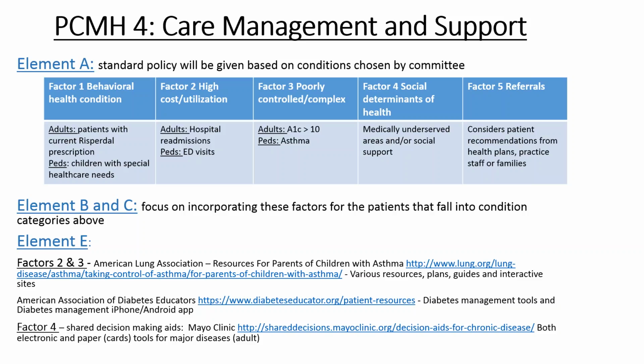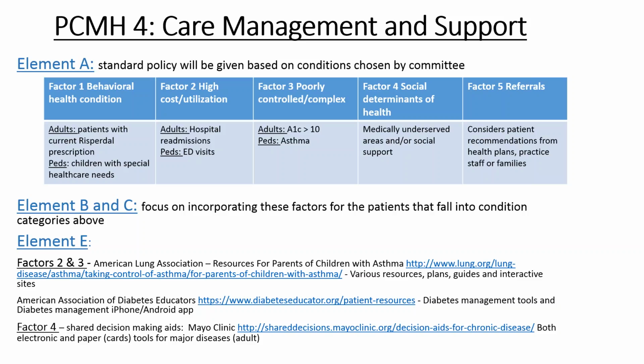Looking at Elements B and C, Element B is care planning and self-care support, and Element C is medication management. For those two elements, you would want to look at the different conditions that were chosen in Element A and focus specifically on incorporating the factors that fall within Elements B and C into the patient records that fall into those categories. That's not to say that every person who falls into one of these categories in that chart above will eventually be reported on, because quite a few patients can fall into some of those categories.